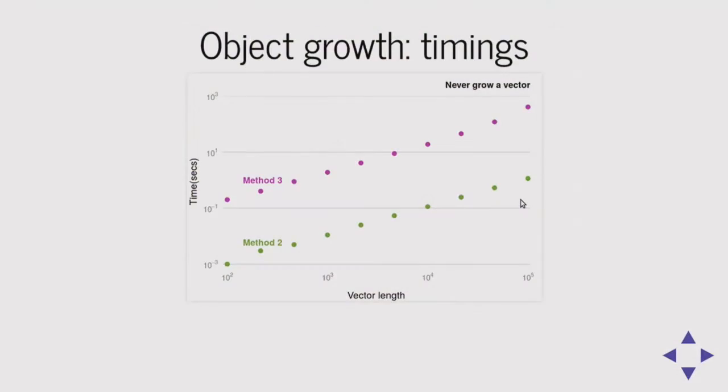And you can see these are timings. So the y-axis is the log scale in seconds. We've got method 1, method 2. So the bad method is this thing here, and it's just linearly increasing with the vector length. So as r increases, as the size of the sample increases, this thing slows down. So don't grow your vector, really bad.